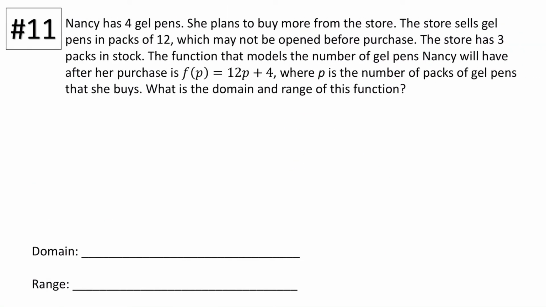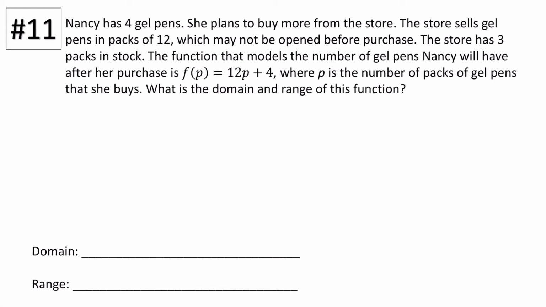So in this problem, Nancy has 4 gel pens. She plans to buy more from the store. The store sells gel pens in packs of 12, which may not be opened before purchase. The store has 3 packs in stock. The function that models the number of gel pens Nancy will have after her purchase is f of p equals 12p plus 4, where p is the number of packs of gel pens that she buys. What is the domain and range of this function?